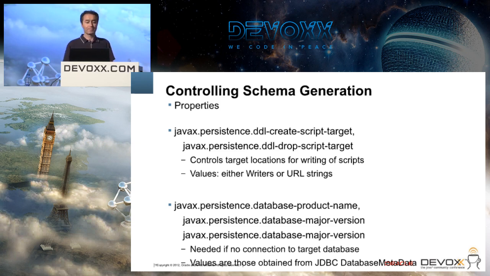The other three are for when you don't have a database connection. As mentioned, if you don't have a connection, the provider can't figure out what database we're going to generate schema for. And of course, schema generation is very database specific, right? The types of the columns in various databases vary. Some of the namings, uppercase, lowercase, a number of things vary across databases. So if we don't have a JDBC connection, we need to know what database we're going to target. So the schema generation has to be told up front. And here are the properties we can do it with, right?